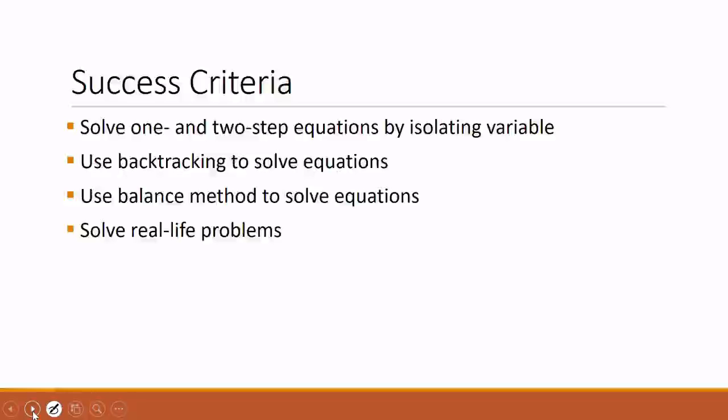So how did we go today? If we go back to the success criteria, we should be now able to solve equations. We should be able to use backtracking, although we didn't use it that much, but I did show you some backtracking today. We focused more on the balance method, and so hopefully you should be fairly okay with that. Remember, you can pick either of these methods when you're solving equations. And can you solve real life problems using that procedure? So can you write an equation? Can you solve it? Can you check it? And can you write me a solution?